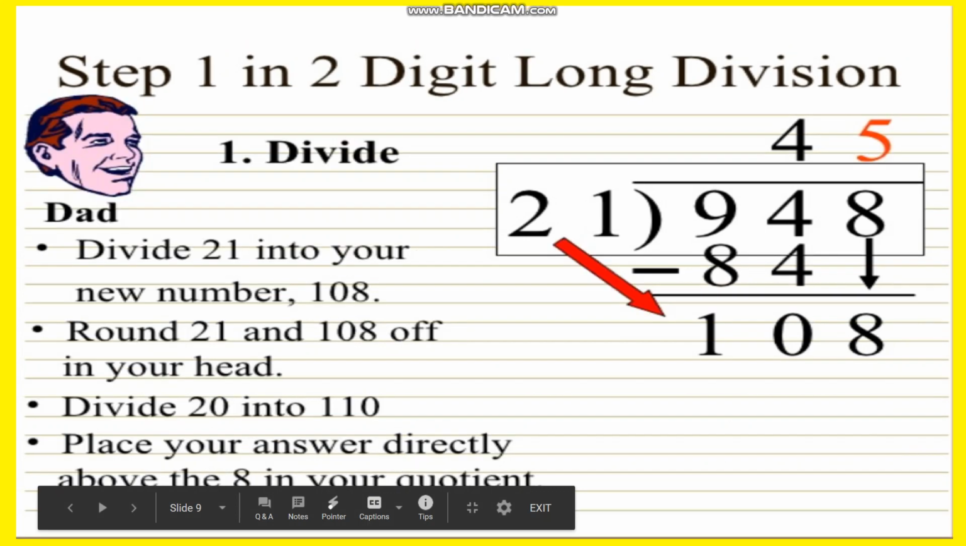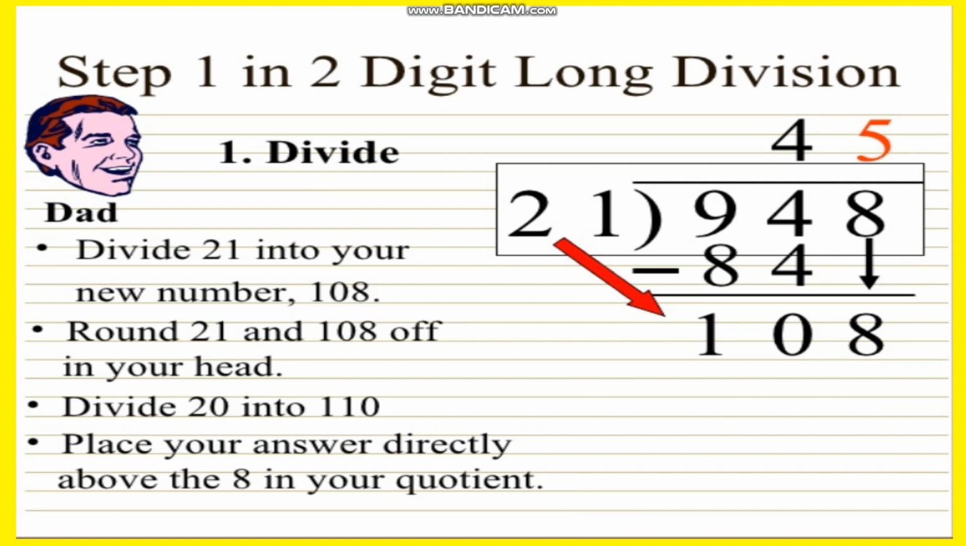So again we will start dividing and start from step 1. Then dad will come, that is divide. Now we will see how many times 21 is going into 108. So we will just round off so that our multiplication becomes easier and we are able to find out. So 20, if it is, so 5 times, so 5 I think it will go. So here we have written 5.